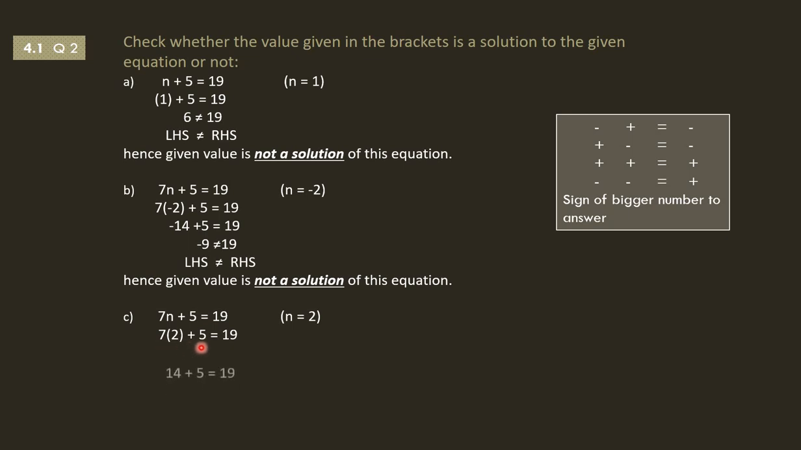7 into 2 is simply 14 plus 5. 14 plus 5, both the numbers are positive. So I'm going to do the addition of that. 14 plus 5, that is 19. You can check the right hand side is also 19. That's why 19 is equal to 19. LHS is equal to RHS. So I can see that the given value is a solution of the equation.